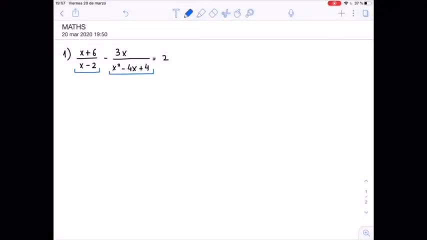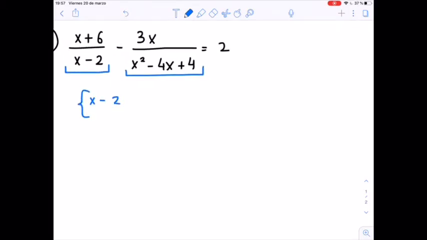Afternoon, I'm Martí Esteso, and in this video we are going to see how to solve this equation. Well, first of all, we need to find the least common multiple to be able to have the same denominator in all of the parts of the equation.